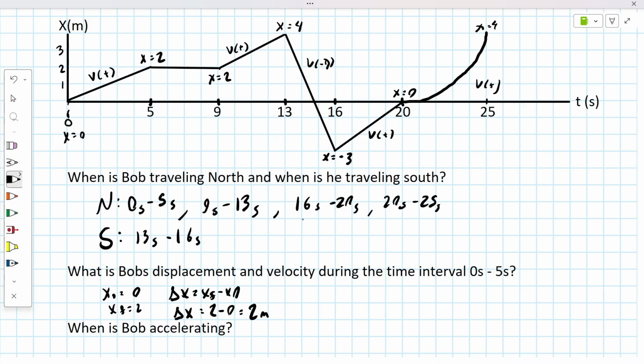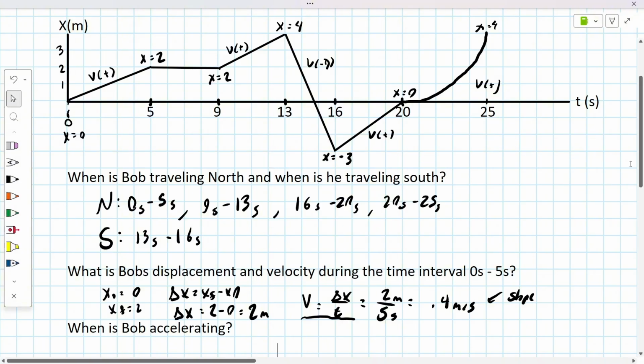We know that the velocity is a slope, but we can also go to our average velocity equation, which is the change in x over time. We just found that the change in x was 2, and the time is from 0 to 5, which is 5 seconds. So the slope, or the velocity, is in meters over seconds, so it'll be 0.4 meters per second. That is the slope value of the line, but it's also given by this equation that we've learned about in the past. Alright, so now it's asking, when is Bob accelerating?